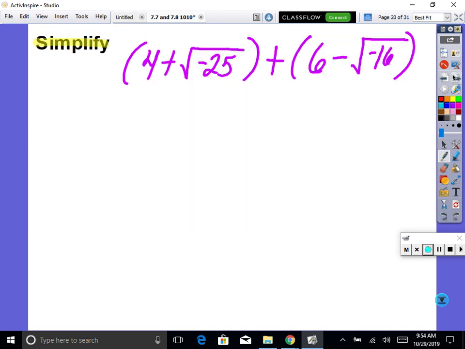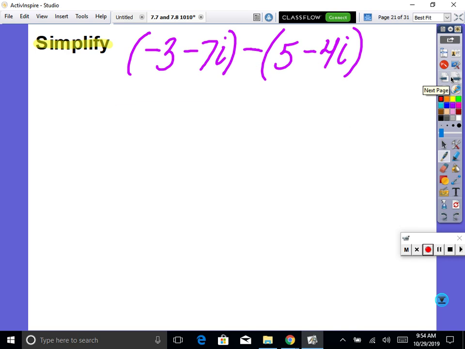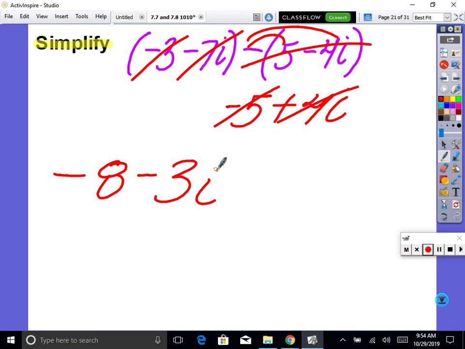Combine like terms, essentially. So looking at this one, I would rewrite this. This is actually 4 plus 5i, plus 6 minus 4i. So then combine real parts with real parts, 10, and then we have plus 1i. So addition is not the one that gets missed on the test. It's subtraction. So make sure if it's subtraction, distribute your negative. That's now -5 plus 4i. All right, combine like terms. -3 minus 5 is -8. -7i plus 4i is -3i. A plus bi. So just be careful with subtraction. Just like the entire year, we've had to be careful with subtraction.